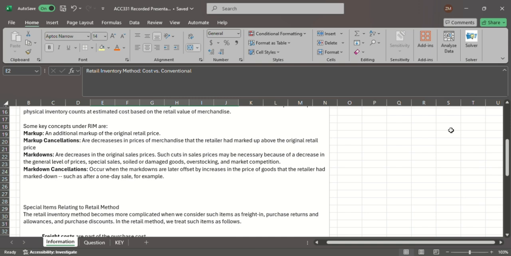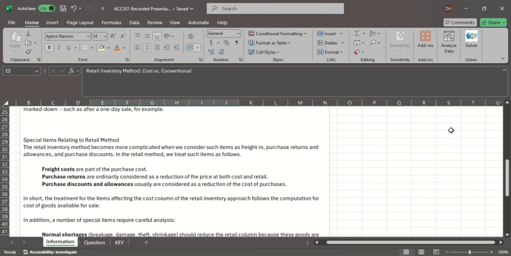Such cuts in sales prices may be necessary because of a decrease in the general level of prices, special sales, sold or damaged goods, overstocking, and market competition. Markdown cancellations occur when the markdowns are later offset by increases in the price of goods that the retailer had marked down, such as after a one-day sale, for example.